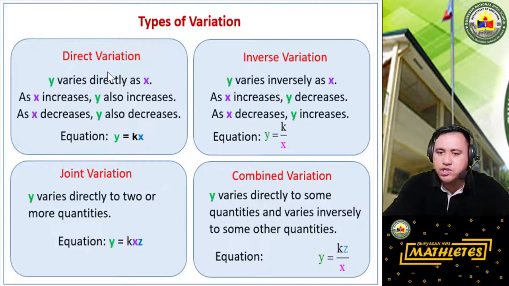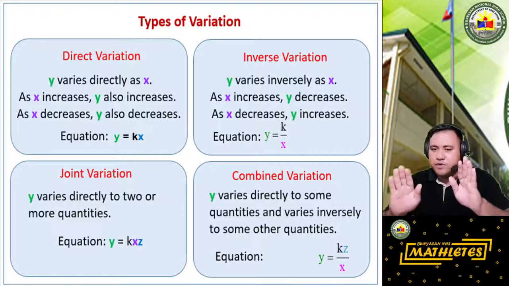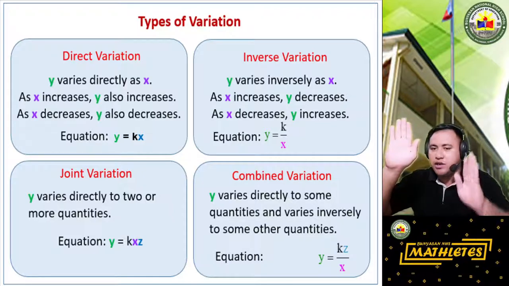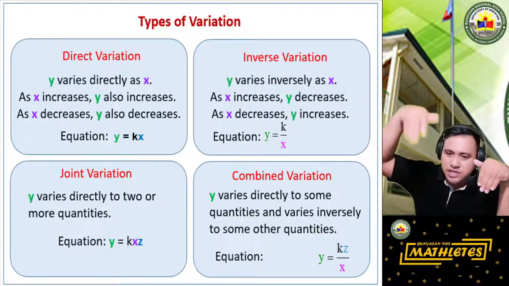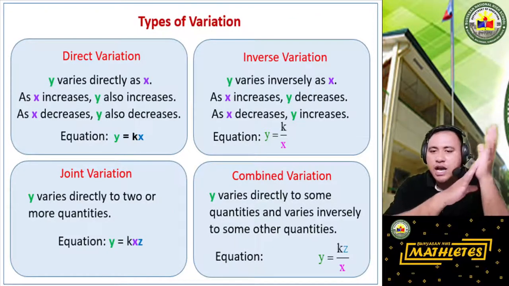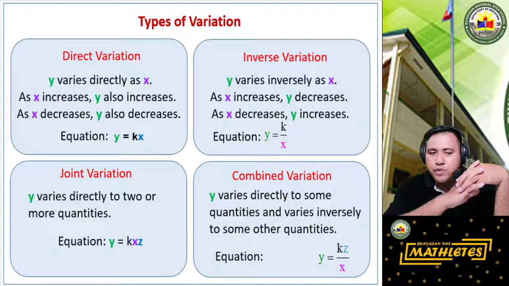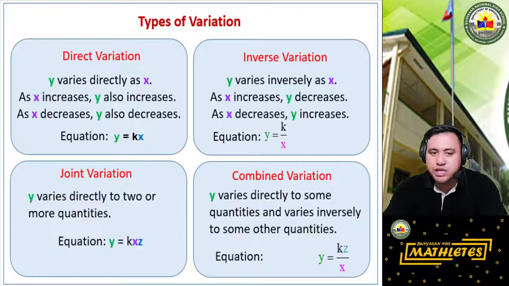Now we have direct variation. We say y varies directly as x. The relationship is that as x increases, y also increases. As x decreases, y also decreases. That is direct. So kung isa tumaas, the other also will increase. If x decreases, the other will also decrease. Same direction. If one is doubled, the other is also doubled. If one is tripled, the other also is tripled. That is direct variation.